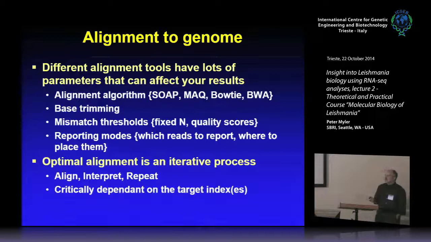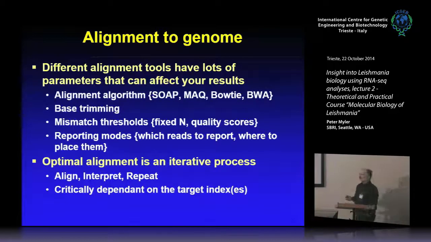So the optimal alignment is in fact an iterative process depending on your genome and what you're seeking to do. So you have to do your alignment, go see what you've got, and then change it again a little bit. Once you've settled onto a set of parameters that works, you can use that for all subsequent experiments unless you want to do something slightly differently.